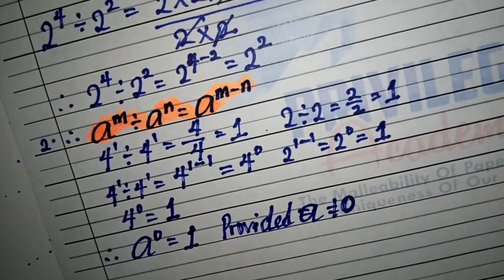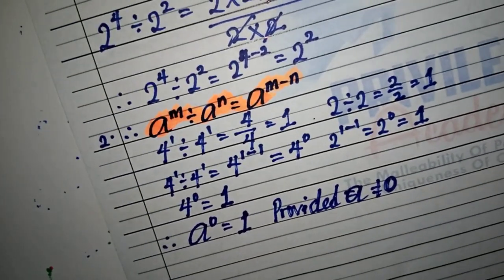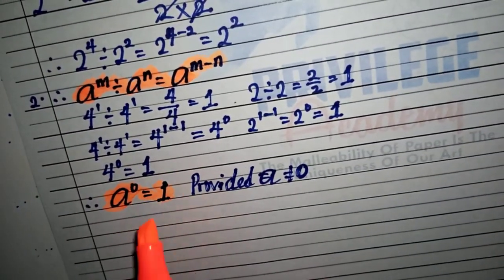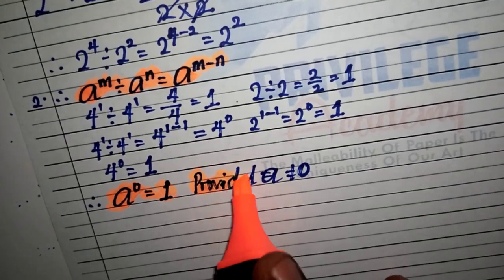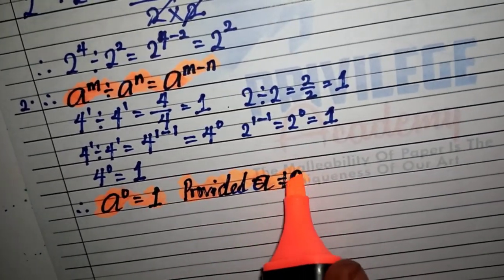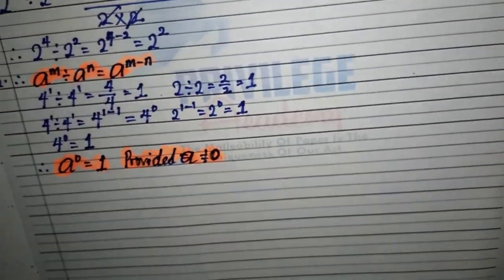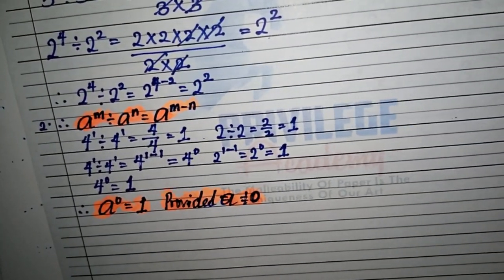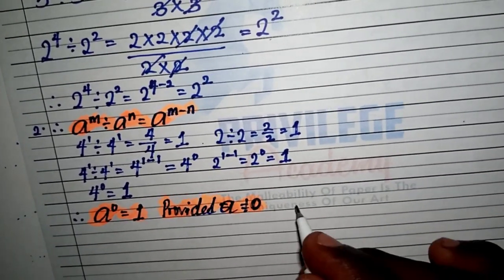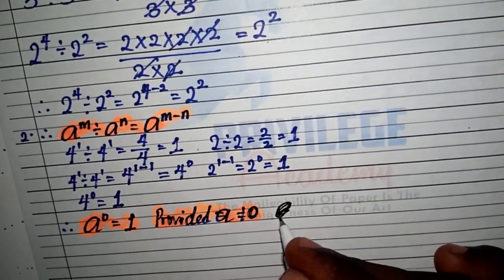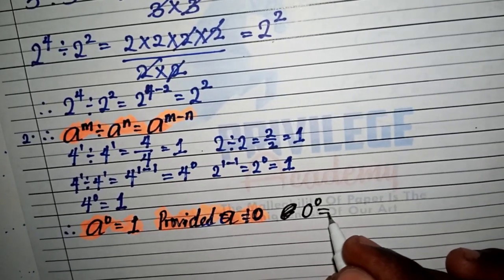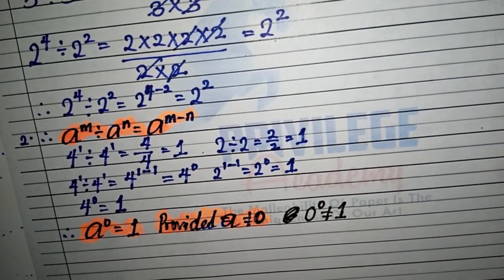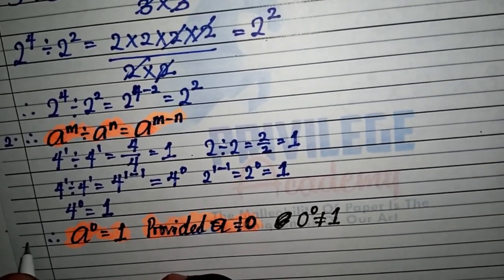Please note that condition. If 1 million is raised to the power of 0, the result will be 1. If you yourself are raised to the power of 0, your result will be 1, provided that you are not 0. That's to tell you that 0 to the power of 0 is not 1. Kindly note that. This will be the third law.